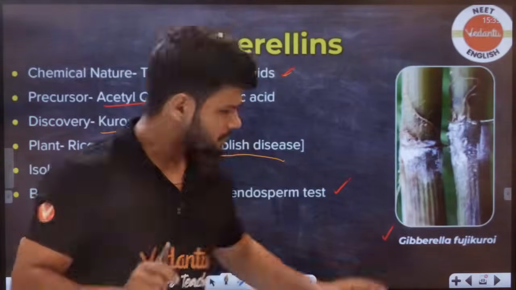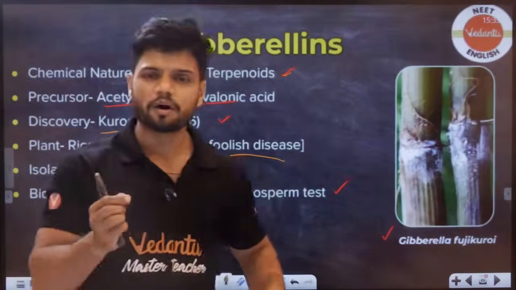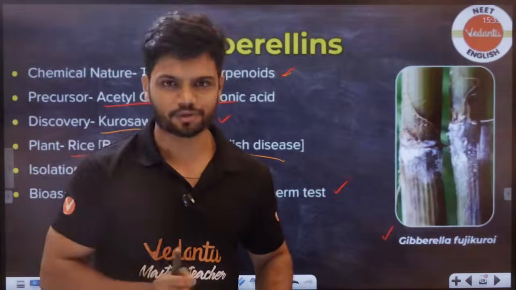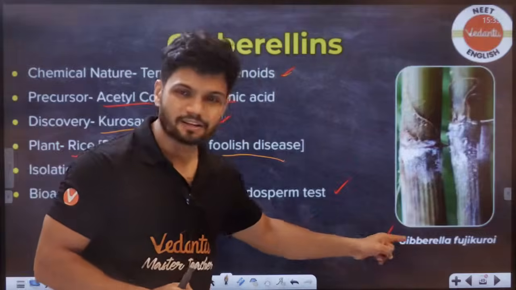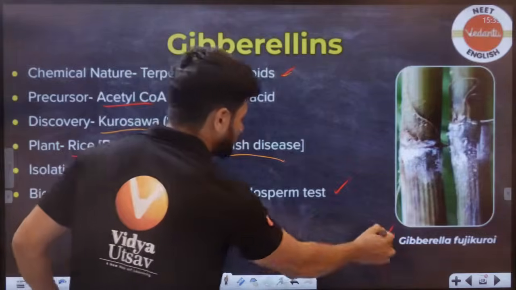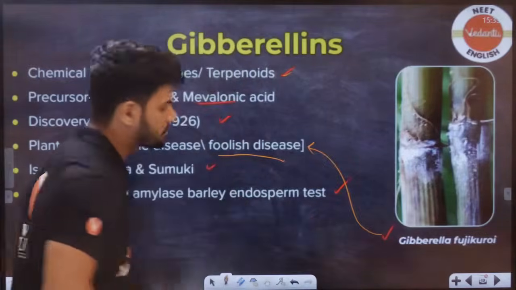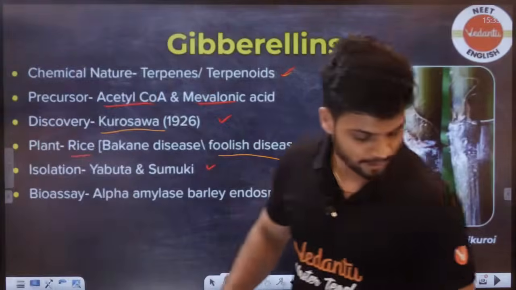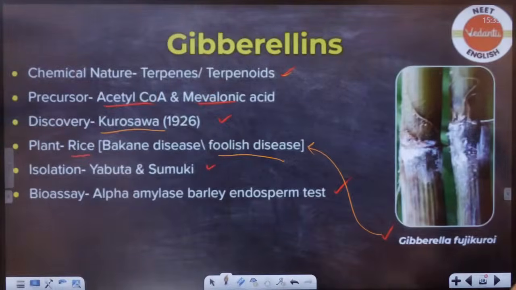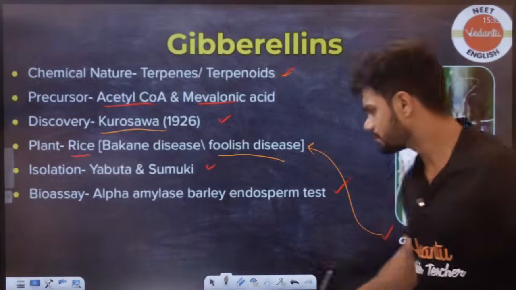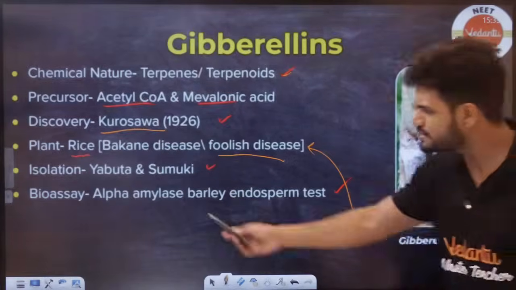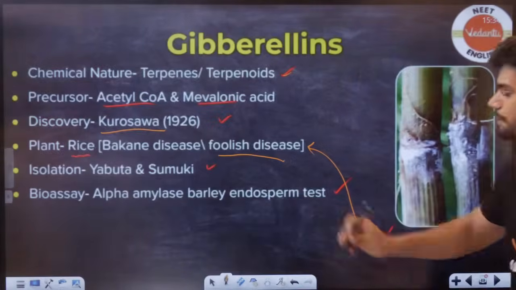Now this entire Bakane disease was caused by a fungus called Gibberella fujikuroi. Gibberella fujikuroi is a fungus which can cause the Bakane disease. Bakane is a foolish disease. Okay, so isolation was done by Yabuta and Sumiki. That they can ask you. Bioassay is called the alpha amylase barley endosperm test.